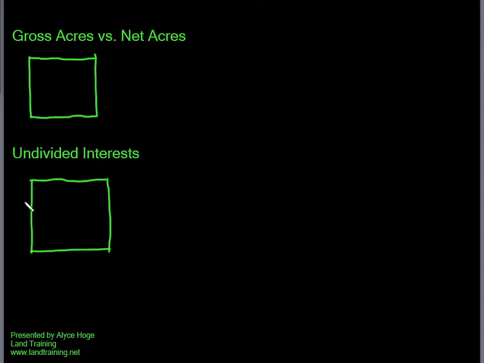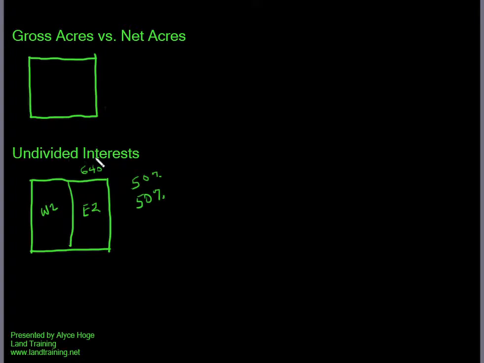So when we're talking about undivided interest, let's say that this is a 640 acre section. And if we have someone that owns a 50% divided interest, they might own the west half. And the other person would own their 50% interest, which would be in the east half. So that's where someone owns a specific part of a property.